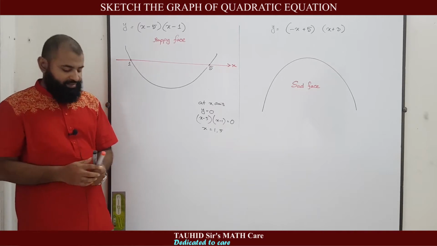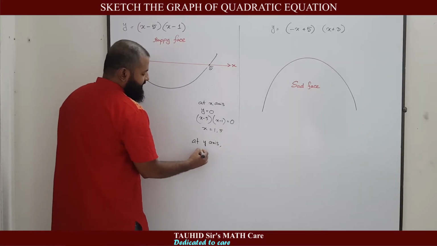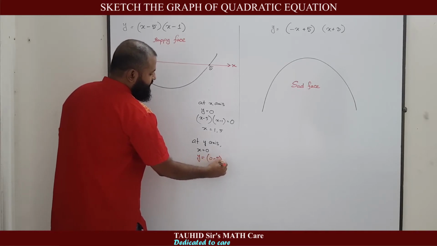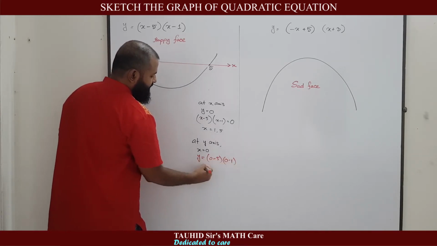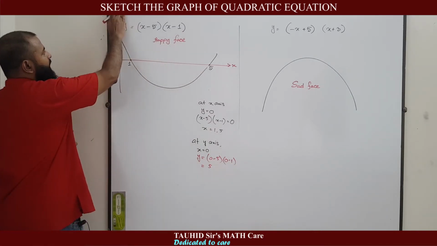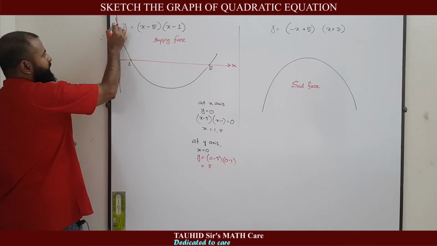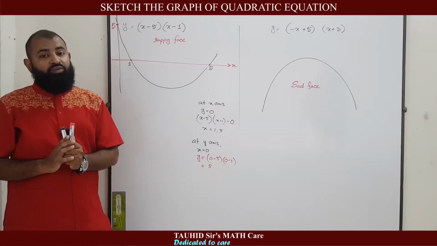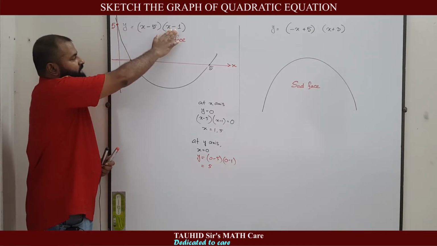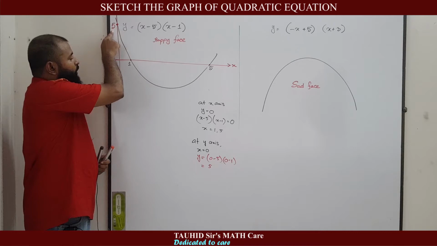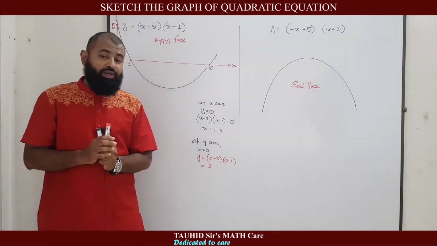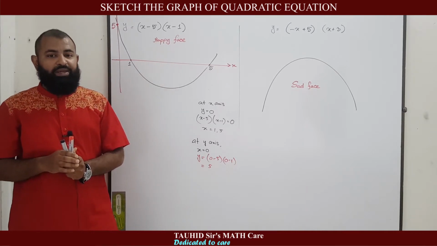Now what about the y-axis intercept? We know that at y-axis x equal to 0. That means y equal to 0 minus 5 multiplied by 0 minus 1. That means 5. So if this is the y-axis, this point will be 5. We have sketched the graph of y equal to x minus 5 into x minus 1. We have shown the y-axis intercept and the x-axis intercepts, but yet we did not show the maximum or minimum point.